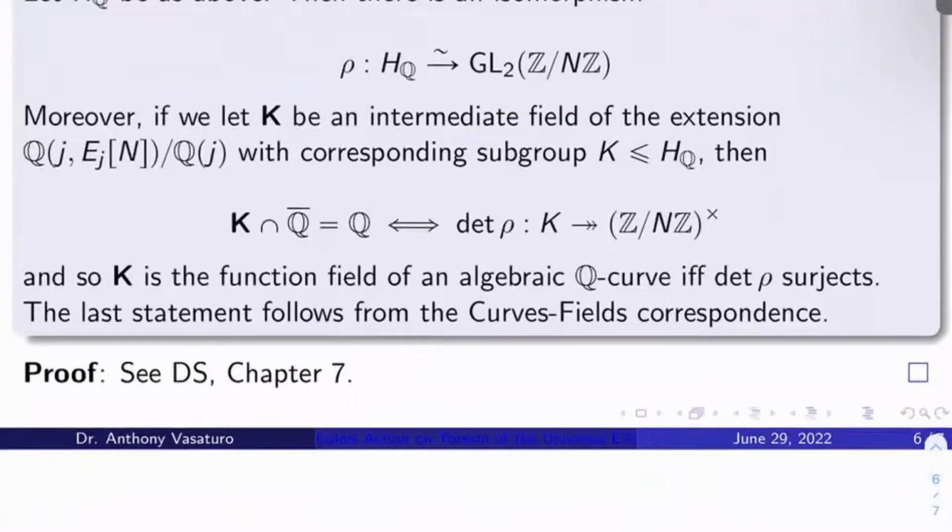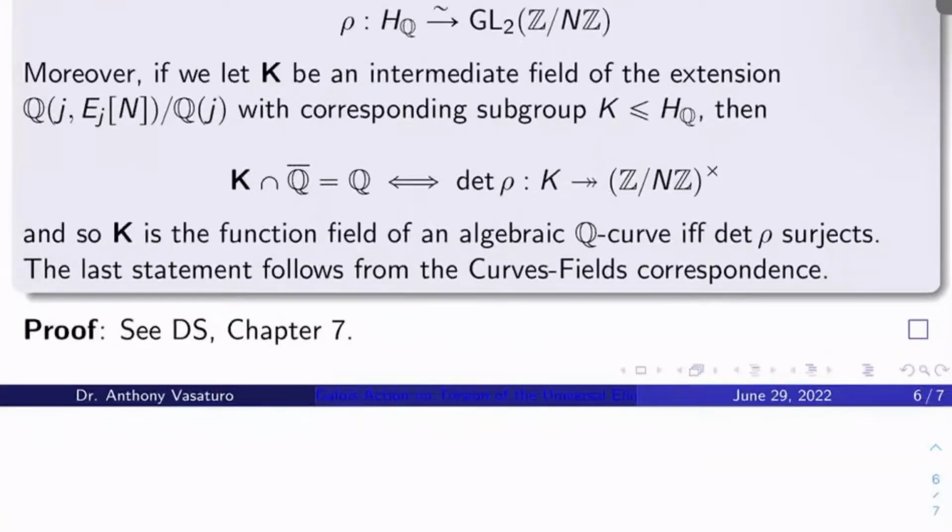And furthermore, if I let bold K be an intermediate field of the extension I'm concerned with, Q adjoin j, n torsion of E sub j over Q adjoin j, with corresponding subgroup K in the Galois group, remember intermediate fields of this extension correspond to subgroups of the Galois group by basic Galois theory, then bold K intersect Q bar is Q if and only if det rho viewed as a function of K is surjective onto Z mod NZ cross.